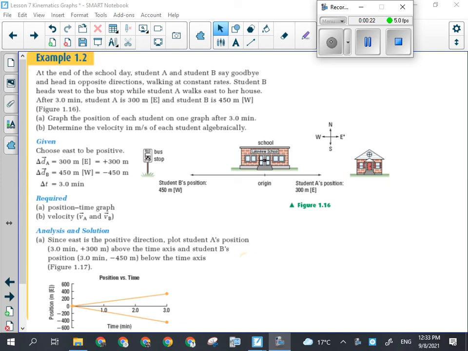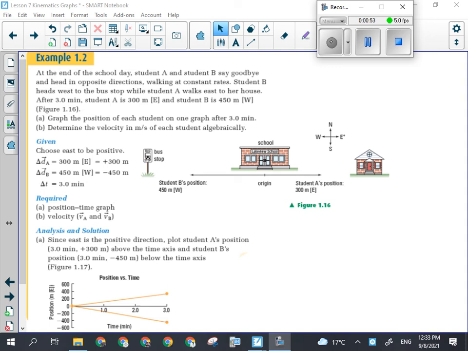All right, so in this first example, what we're really focused on here is what the slope represents in a position versus time graph. Okay, so at the end of the school day, student A and B say goodbye and head in opposite directions, walking at constant rates. Student B heads west to the bus stop while student A walks east to her house. After 3 minutes, student A is 300 meters east and student B is 450 meters west.